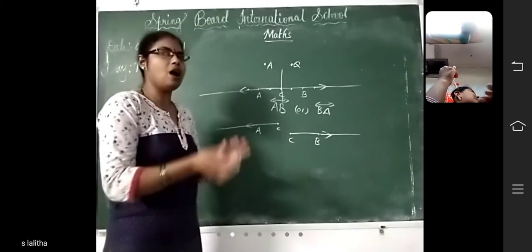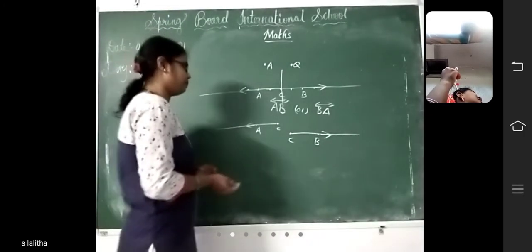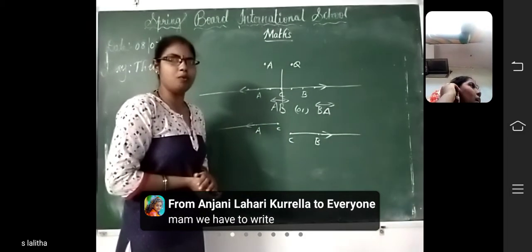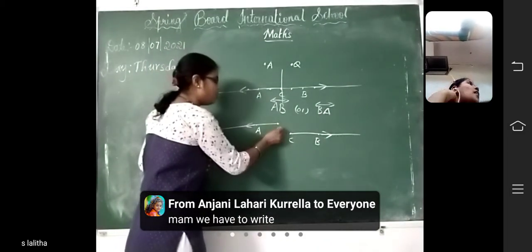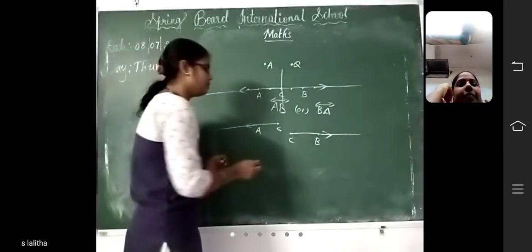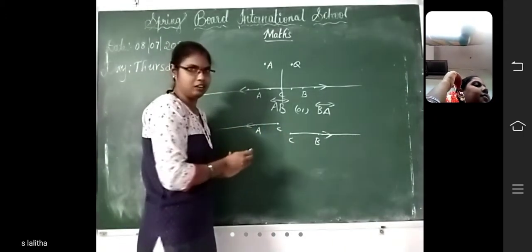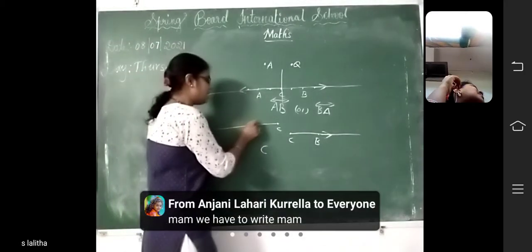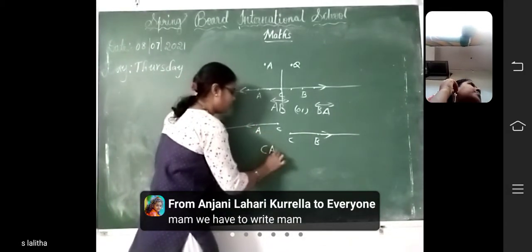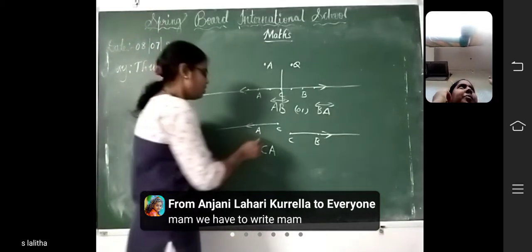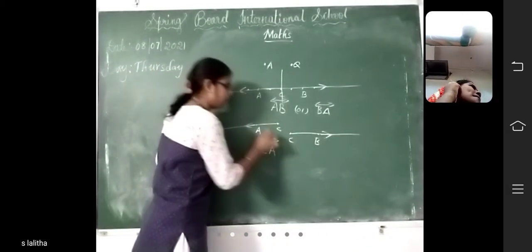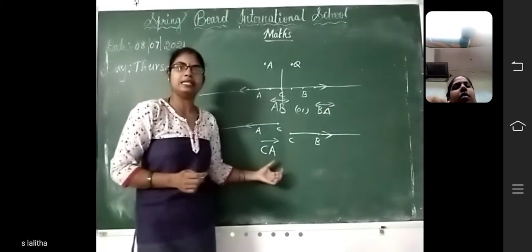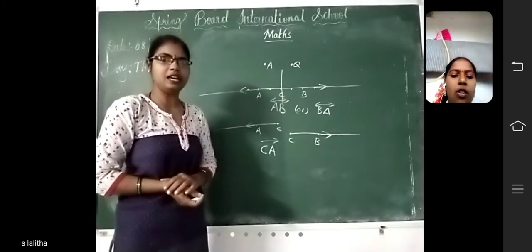Now how to represent a ray? Observe this ray. Where is the starting point? Here C is there. So you should write first that letter only. Starting point C. And where the arrow mark is, A. You should write that second. Now you have to keep it like this. CA. What do you call this one? Ray CA. Did you understand that, children?